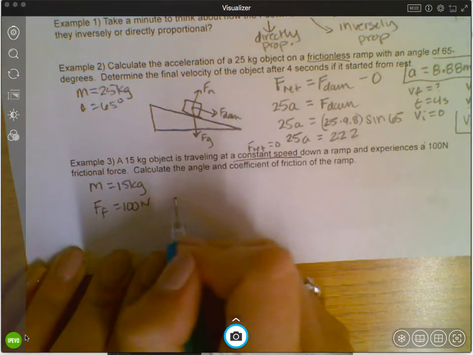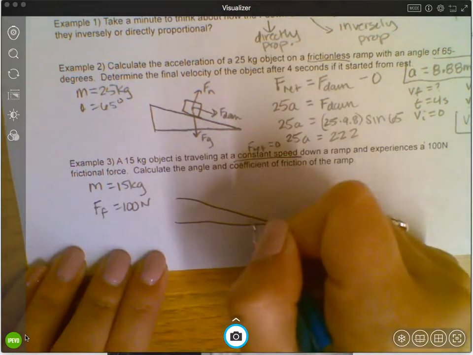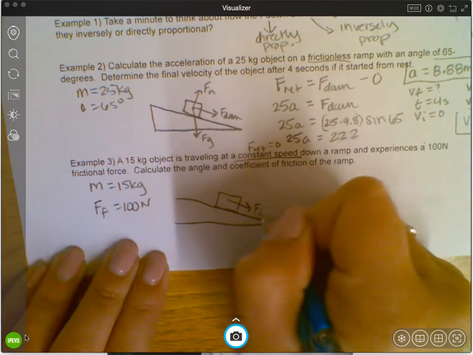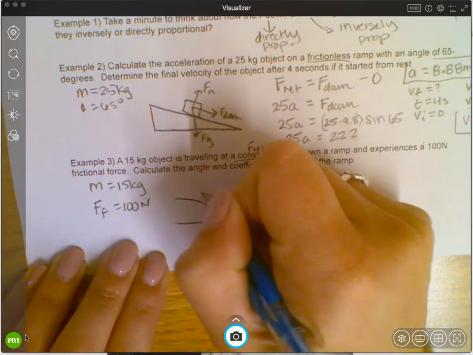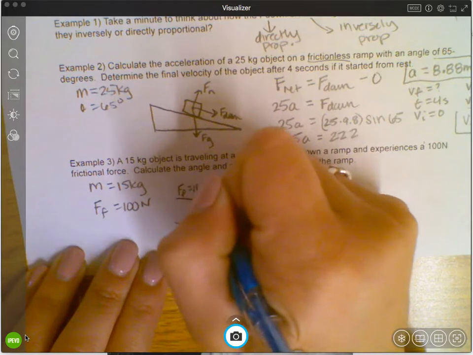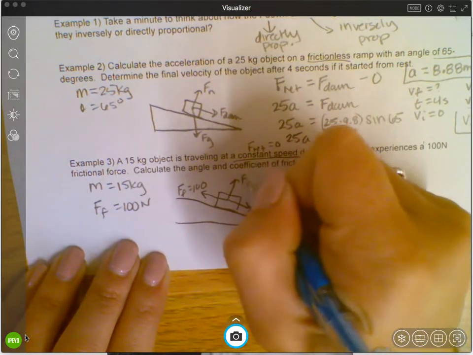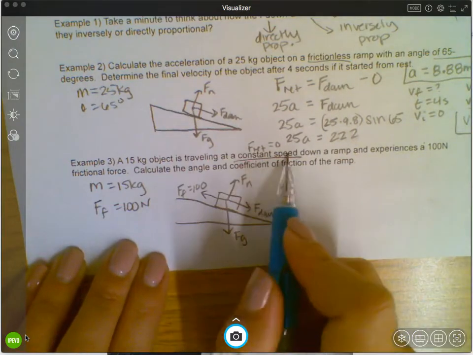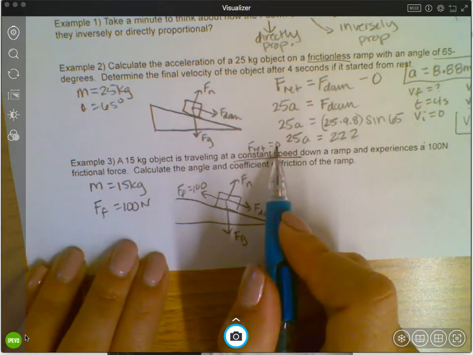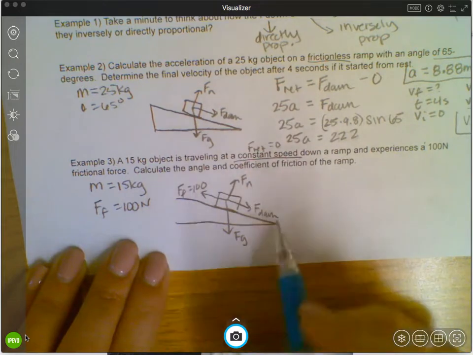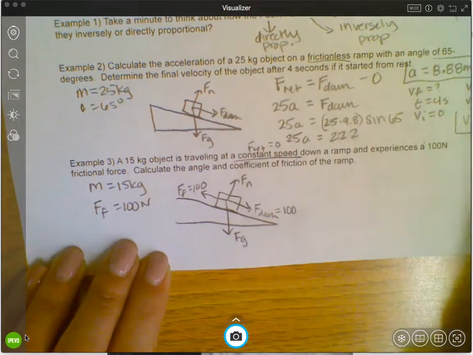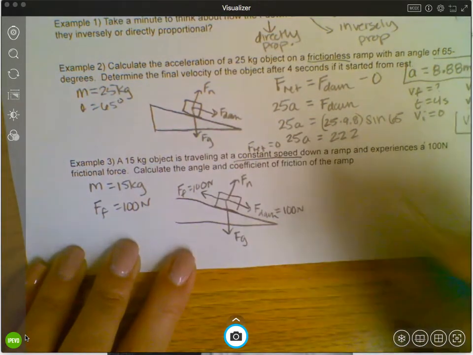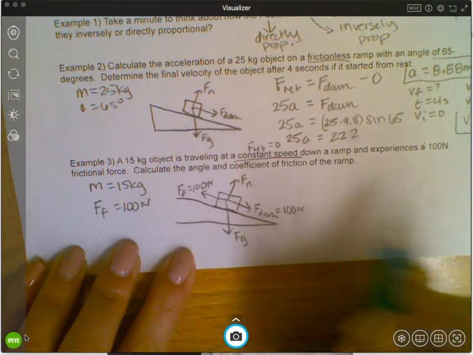Okay, let's draw this. So we just learned a good amount here. So we know that the down force is here, friction is up here, and it's equal to 100, Fn and Fg. Now, if it's constant speed, that means F net is 0, right? Because a is 0, which means that if this is 100, then F down has to equal 100 also. That's key. They want us to calculate the angle and the coefficient of friction.